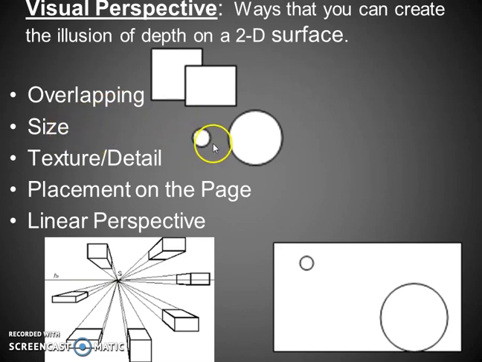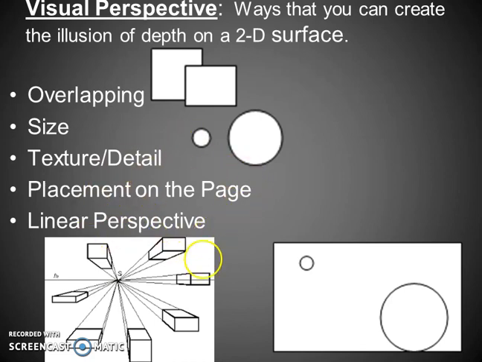Another is size change. Now, when these two go together, overlapping and size change, if you have something very large overlapping something really small, it definitely starts to give more of the illusion of deep space versus this one that are very similar in size, so it suggests shallow space. Texture and detail simply means that things that are in the foreground are probably going to be more detailed, more texture is evident, versus as they recede in the distance, they might be more foggy, more hazy.